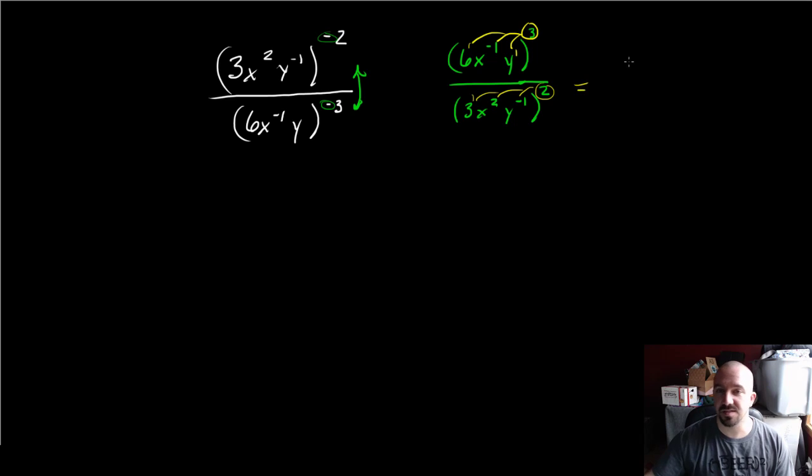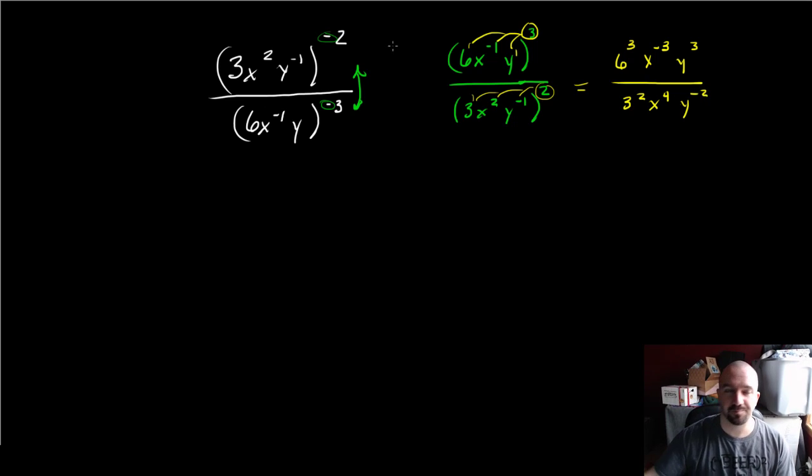This is going to give us 6 cubed x to the negative 3 y cubed over 3 squared x to the 4th. I'm multiplying these, so this is 2 times 2, not 2 plus 2. And then y to the negative 2. And then just for the sake of consistency, anything that's a negative exponent, I'm going to flip down, or in the case of this negative 2 on the y, flip it up.